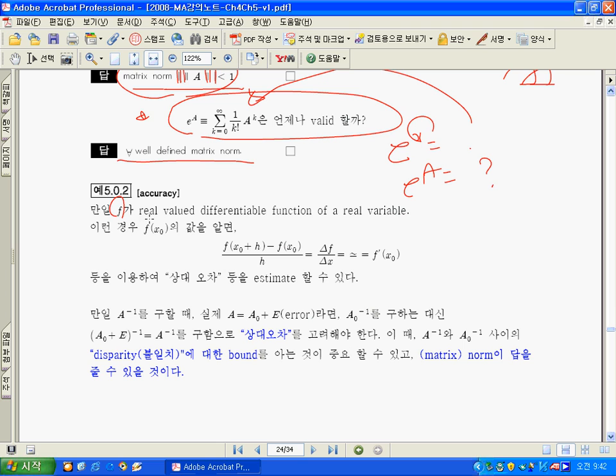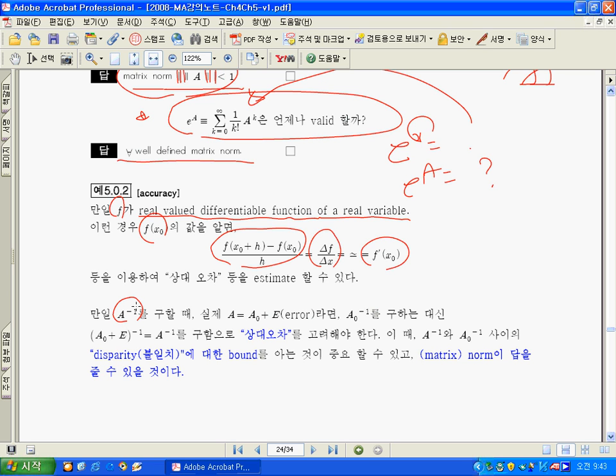Suppose f is a real valued differentiable function of a real variable, and if we know the value of f of x naught, then we can find this difference. It can be almost the same as f prime of x naught. Here, what?